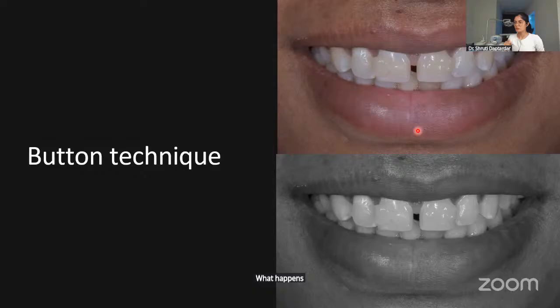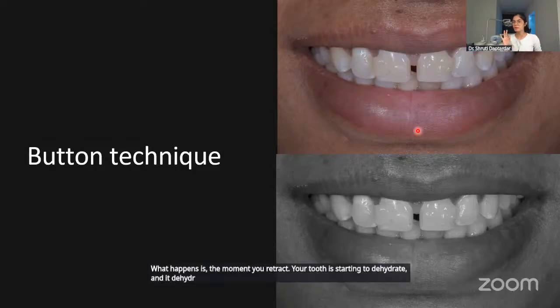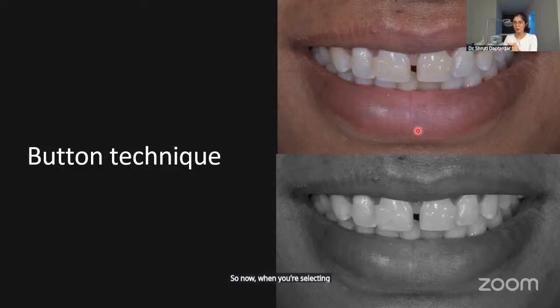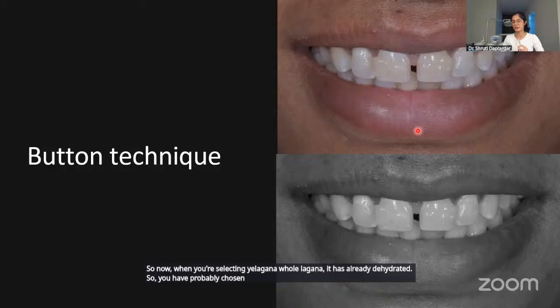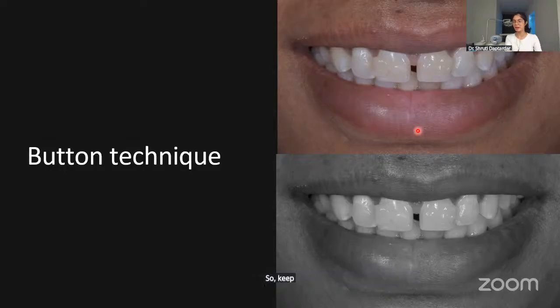What happens is the moment you retract, your tooth is starting to dehydrate, and it dehydrates completely within the first 3 minutes. So now when you are selecting ये लगाना है वो लगाना है, it has already dehydrated. So you have probably chosen a wrong shade. So keep your buttons ready, retract it, place them simultaneously, and fully cure.